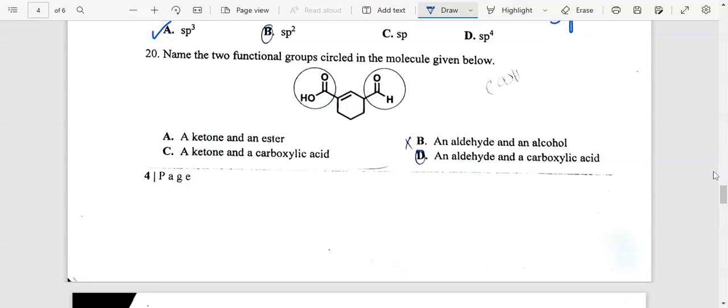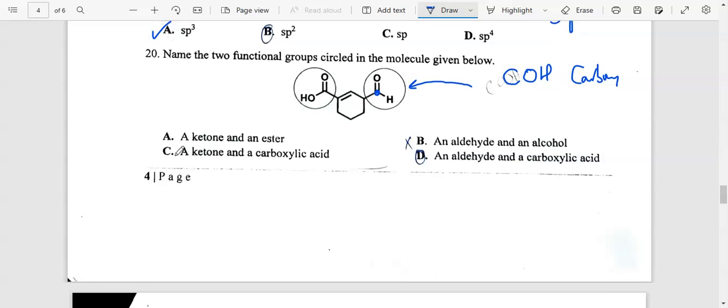Question number 20. Name the two functional groups circled in the molecule below. If you look at this one here, there is a carbon at this point, and then an oxygen, and then hydrogen. This is a carbonyl functional group. A carbonyl functional group can either be a ketone or an aldehyde. A ketone is found in the middle of the chain, and an aldehyde is found at the end of the chain. So we are going to identify which one it is.